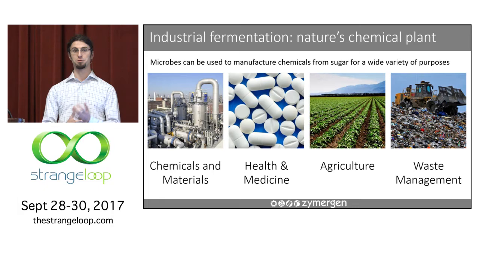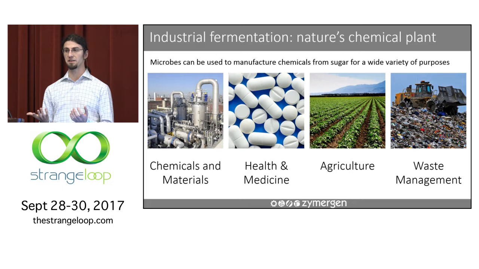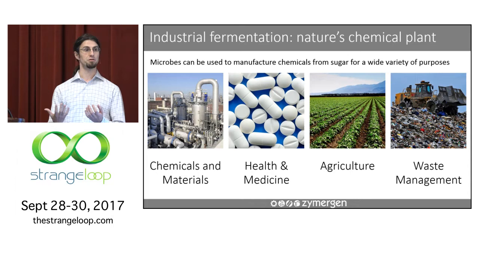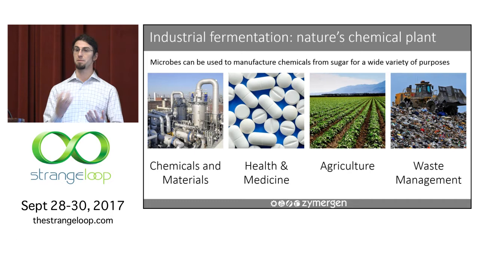Some medicines like penicillin are industrially fermented. Agricultural products like fertilizers, pesticides, animal nutrition products, or chemicals that apply more towards the industrial sector like bioplastic. Microbes can also be used in more exotic contexts. For example, some microbes can break down plastic. So there can be these cycles where microbes manufacture plastic out of sugar and then break it down on the other side for waste management purposes.